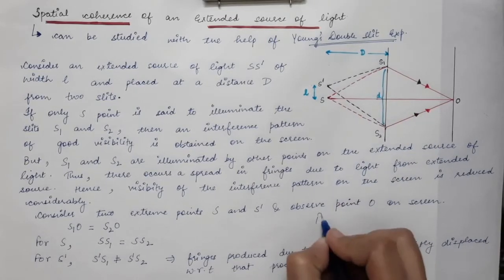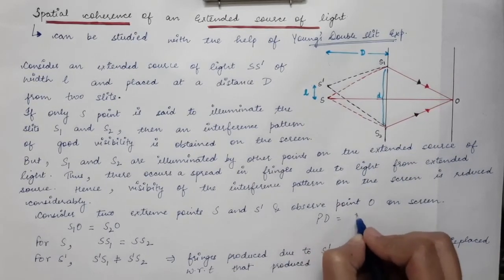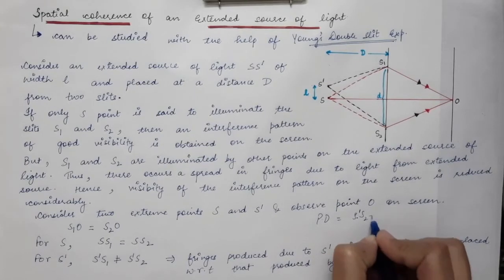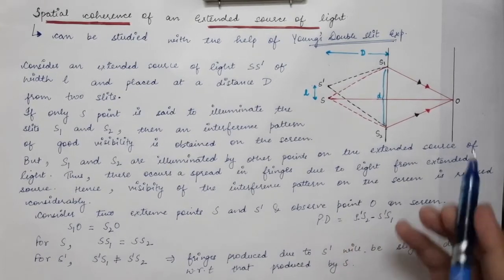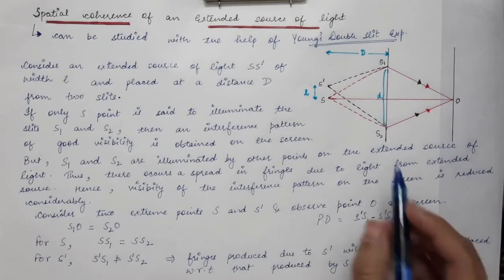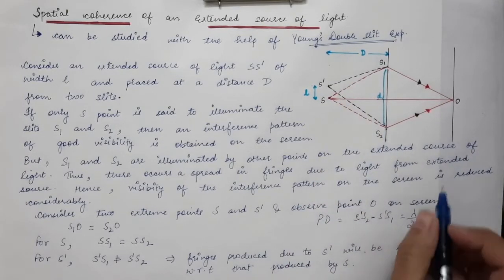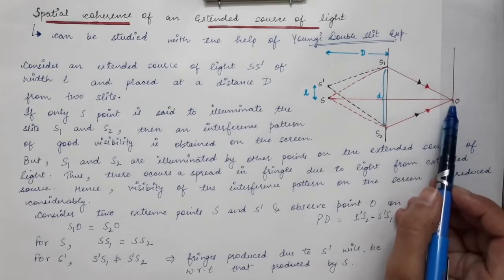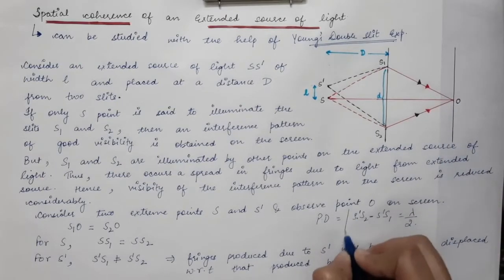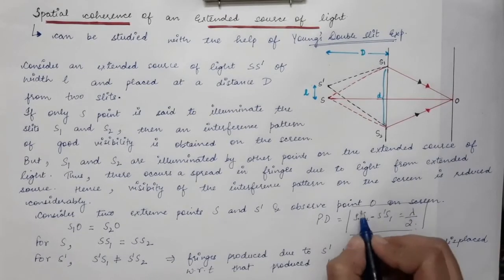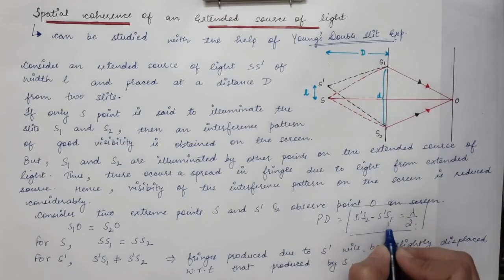So the path difference is equal to S prime S2 minus S prime S1, and for the interference pattern to vanish, this path difference must be equal to lambda by 2. In that case only, at point O we will have a dark fringe. So now we are going to find out the expression of S prime S2 and S prime S1.